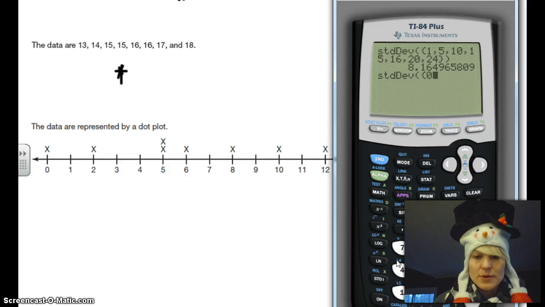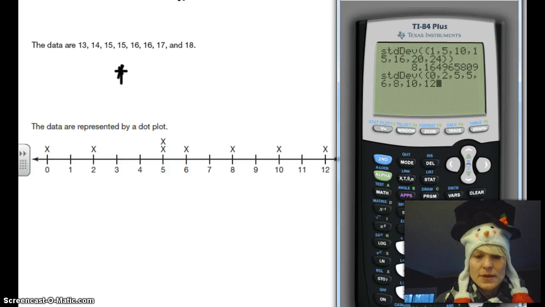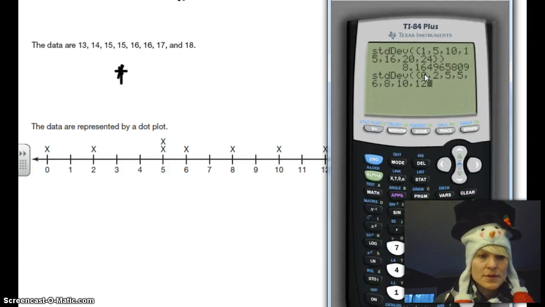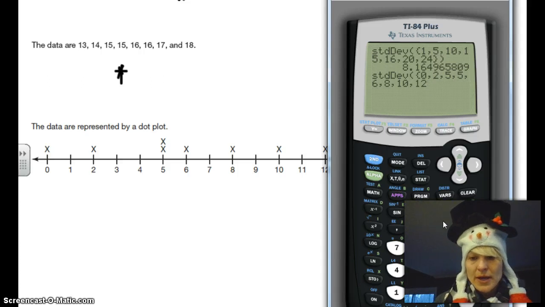I have a 0, comma, I have a 2, I have a 5, and I have two of them, so I have another 5. I have a 6, an 8, a 10, and a 12. Make sure I got it right. Okay, so I'm going to run through that again: 0, 2, 5, 5, 6, 8, 10, and 12. Then we end the bracket and end the parenthesis. And then we hit enter, and the standard deviation here is 3.96.